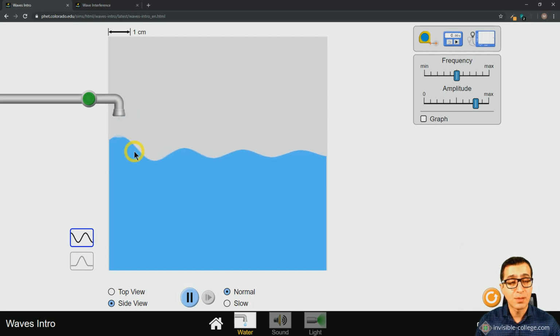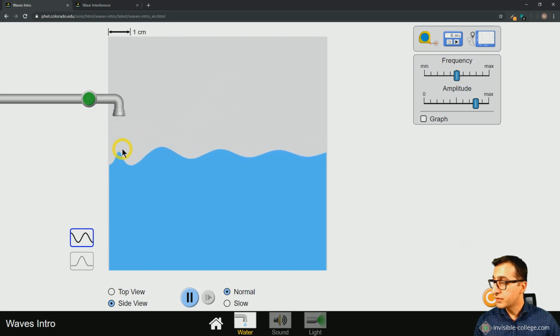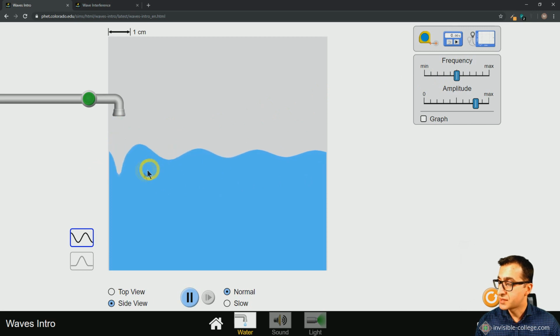Now we're going to be looking at some of the characteristics of waves, the measurable characteristics with which we can describe a particular wave, things like frequency and amplitude, a little bit later on. But for the moment, let's take a look at what these terms mean just in terms of looking at this model.